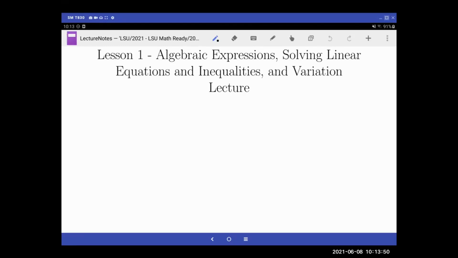Okay, so this is lesson 1, which is going to cover algebraic expressions, solving linear equations and inequalities, and variation. These are some topics that, of course, will pop up on the ALEX test, and so it's a good idea that we have some exposure to them now. So let's see. All right.